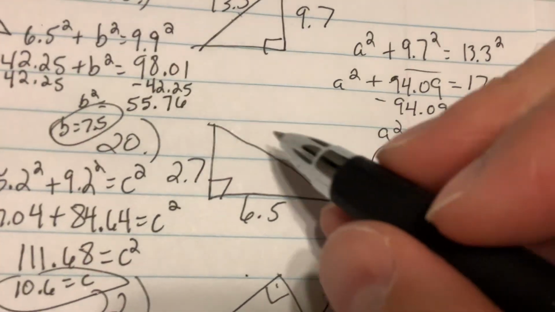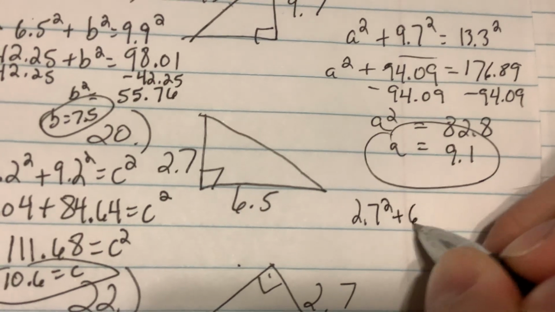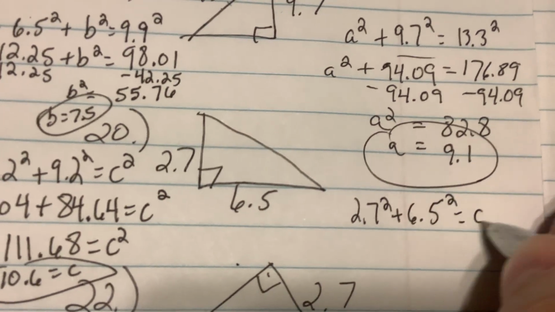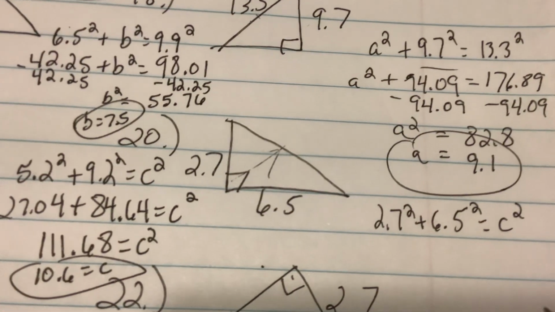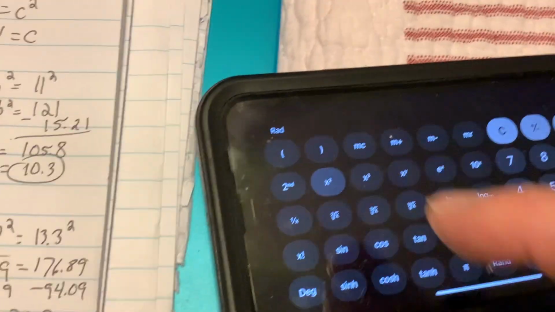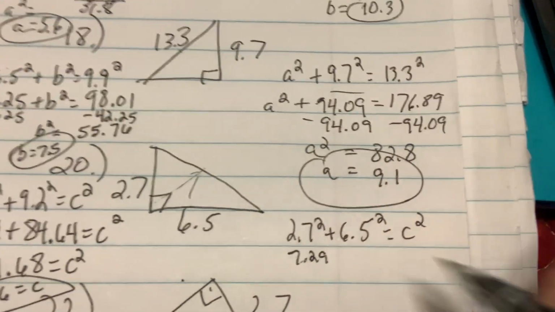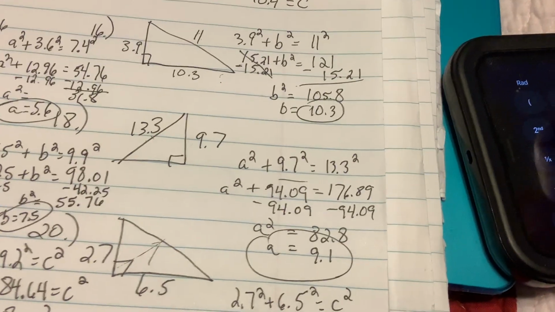All right, same thing with this one. 2.7 squared plus 6.5 squared equals c squared, because you're missing the hypotenuse again. Okay. So 2.7 squared is 7.29. Okay, and then 6.5 squared is 42.25.